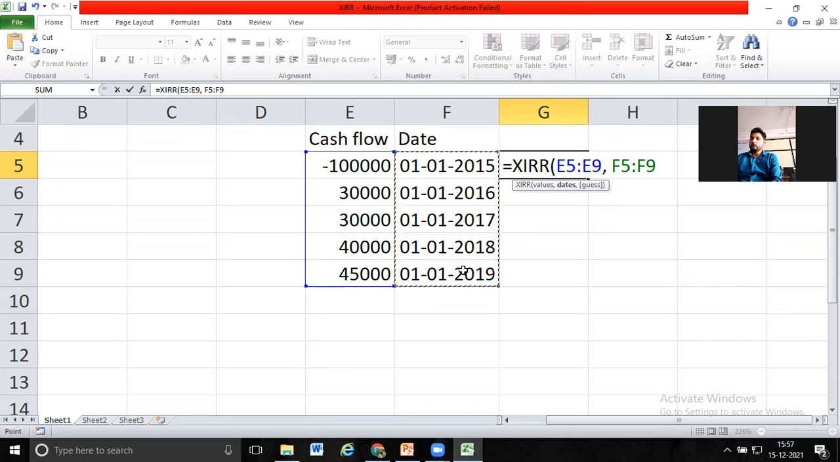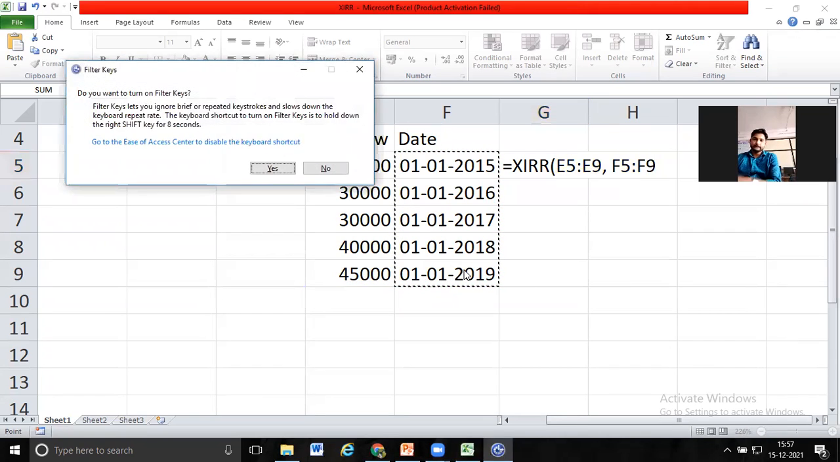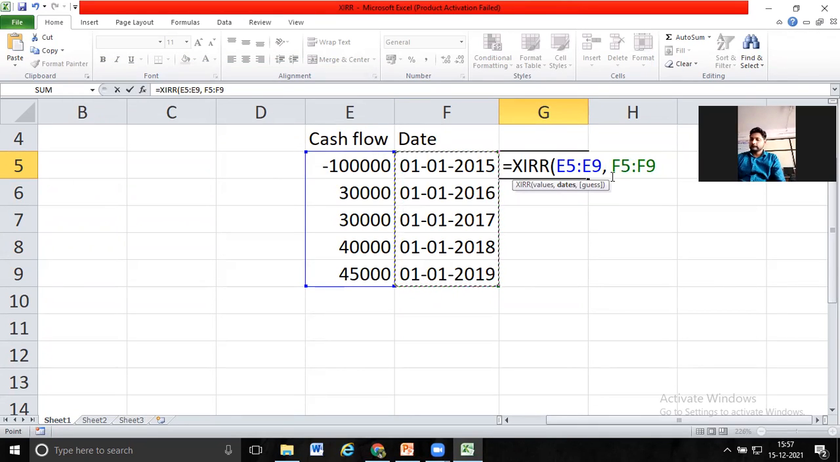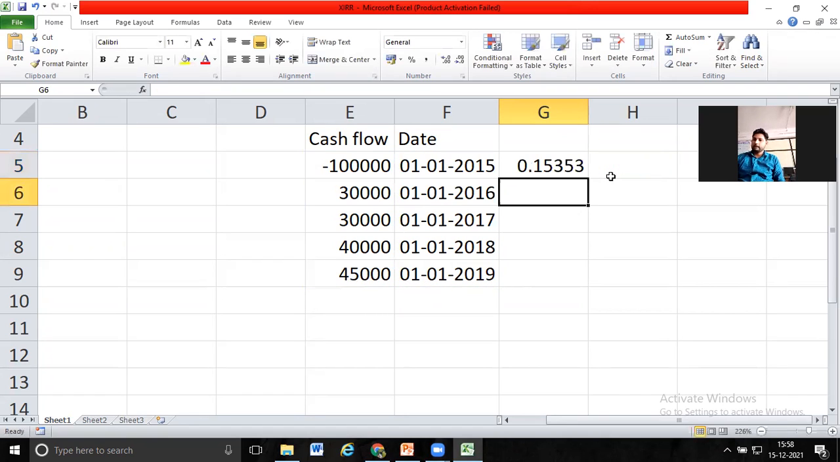I did not want to guess the XIRR value, but that should be calculated by this function. So for that purpose, I will close this particular bracket and enter. So directly I got the value.